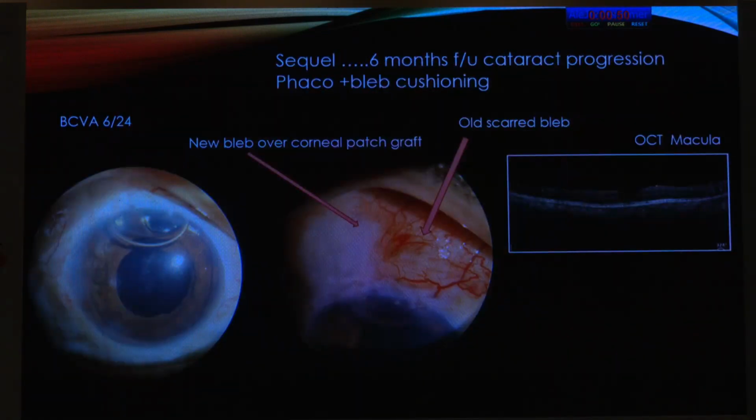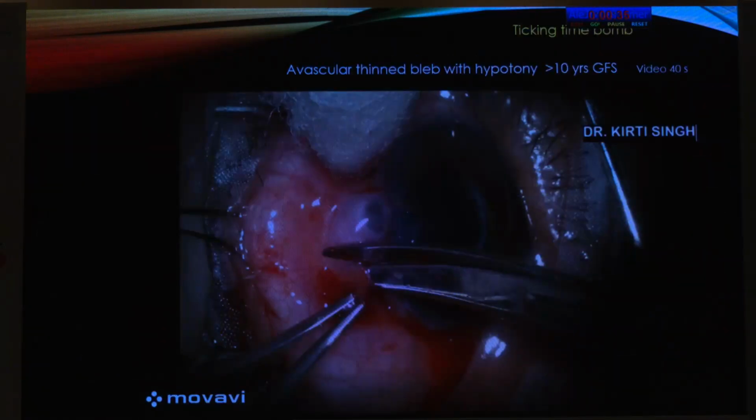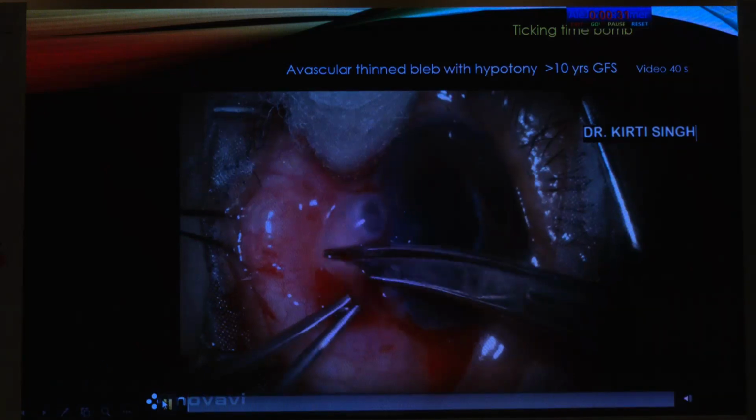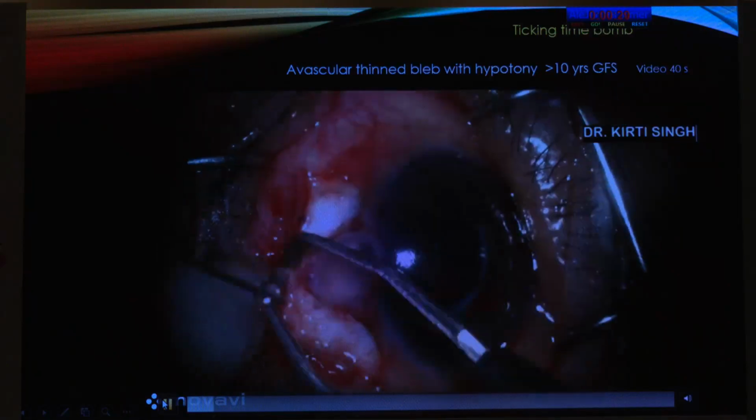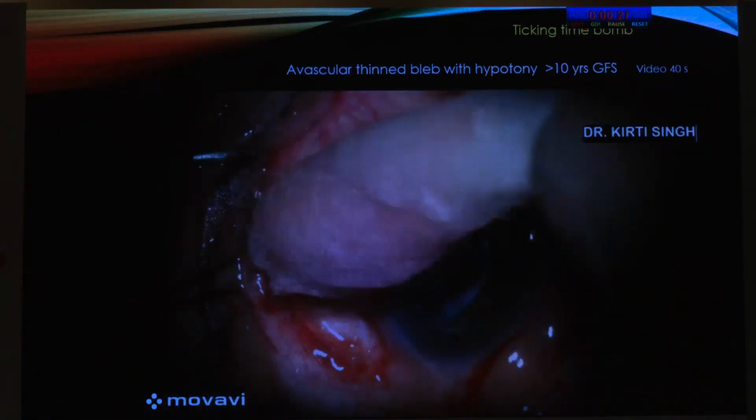Now this same patient had another sequel. As was said very rightly, a sequel of any trab is cataract. So she required cataract surgery after 6 months, but the bleb held and the patch graft held, and it was pretty good. We have situations where you have avascular conjunctiva. In those situations with a thin bleb with hypotony, more than 10 years after surgery, with cataract surgery, this is a ticking time bomb.